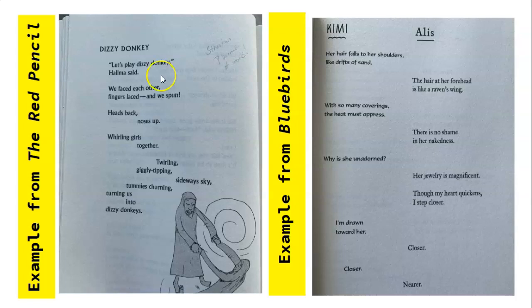And to show that they're stumbling or tripping over each other, you have this, twirling, giggly tipping, and these words are all over the place. They're not back to the left side, and they're just kind of unevenly spaced, and that's meant to demonstrate what it feels like to be dizzy if you've ever felt that way before, which you probably have. So it's demonstrating that.